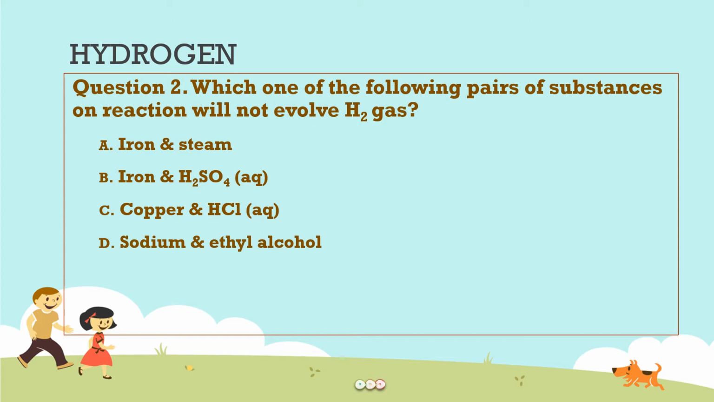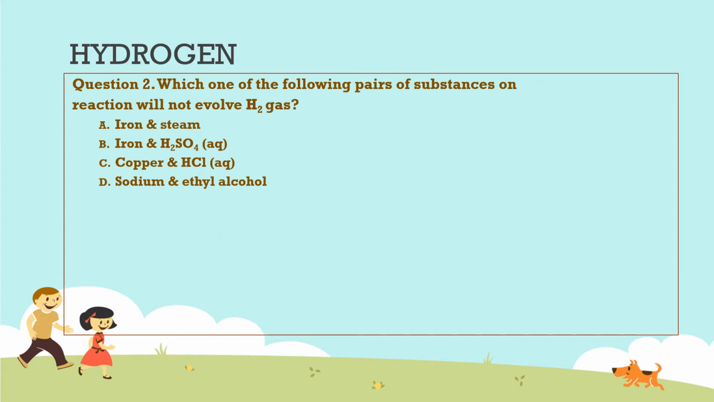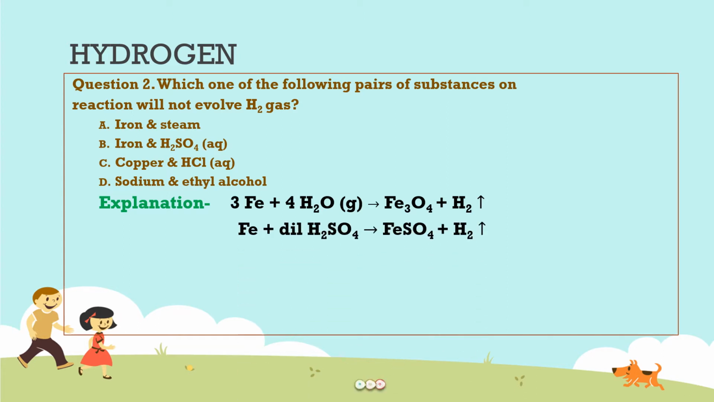So if you've done that, let us quickly look at the solution. First of all, we have the reaction of iron with steam. When iron reacts with steam, it produces Fe3O4, that is ferroso-ferric oxide, and along with that hydrogen is evolved. The next reaction we have is for iron and H2SO4. So it is again going to produce ferrous sulfate, and along with that hydrogen will be evolved.